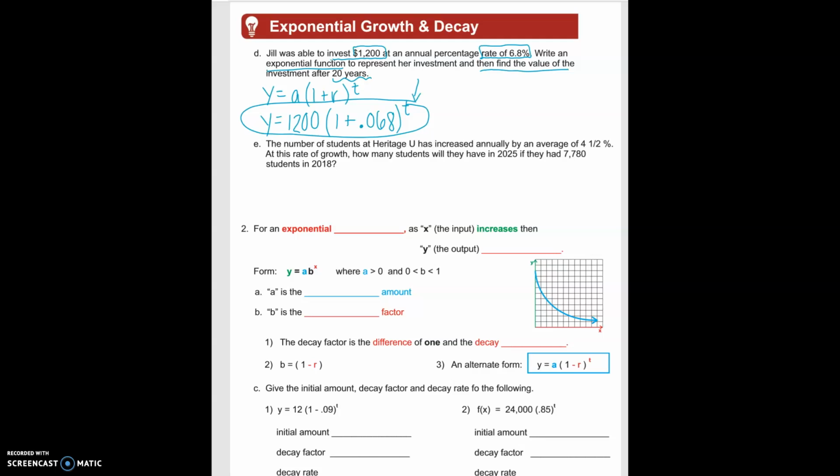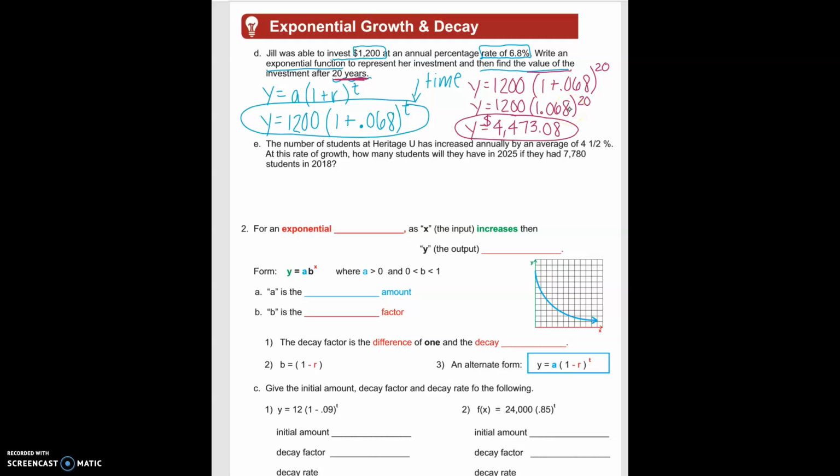And the t is going to represent time. So now what we're going to do is part 2 of our problem: find the value of the investment after 20 years. So I'm going to keep my equation, y equals 1200 times (1 plus 0.068) to the power of t, but I'm going to change the t to the 20 for 20 years.